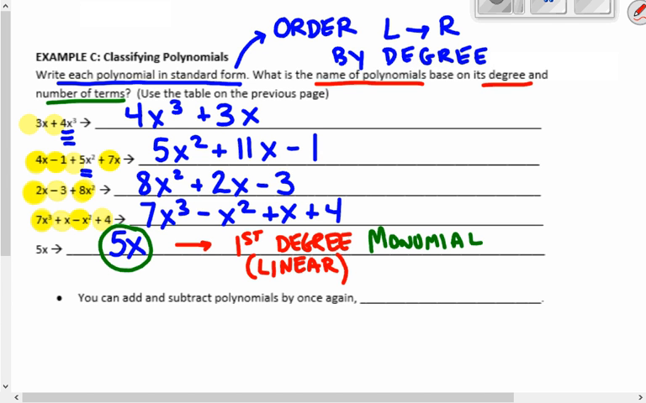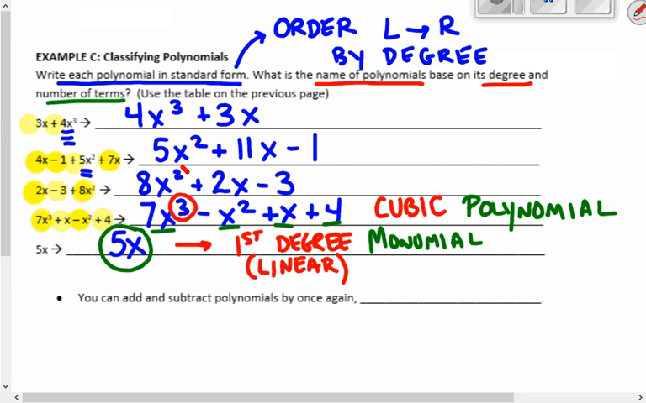The next one is a third degree because of the 3 being the highest exponent. We can call it a third degree, but the more common name is to call it a cubic. And then for the number of terms, there are 4 of them. 1, 2, 3, 4. And remember yesterday we had monomial, binomial, trinomial. Anything more than that was called a polynomial. So that one would be a cubic polynomial.